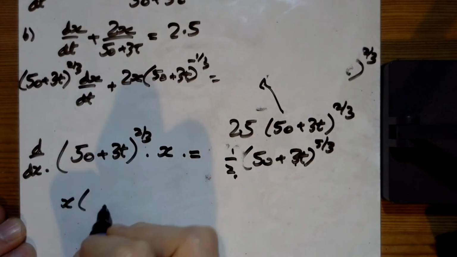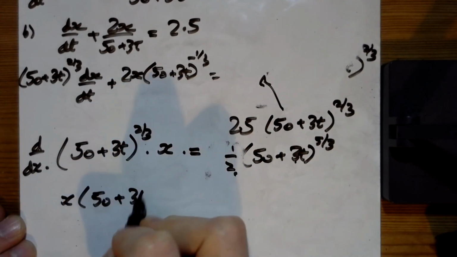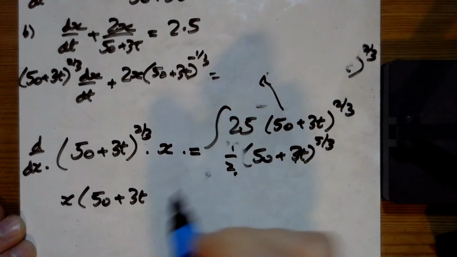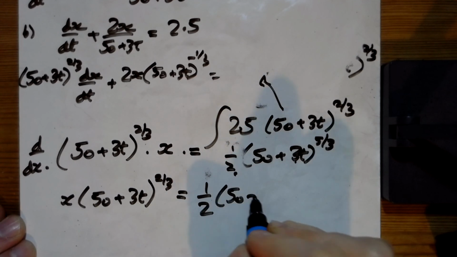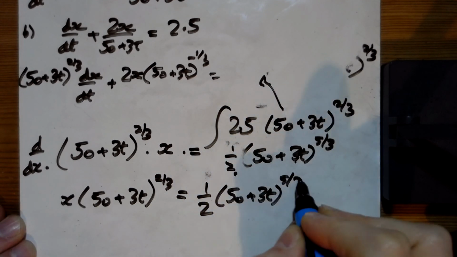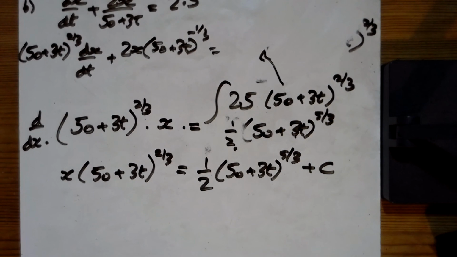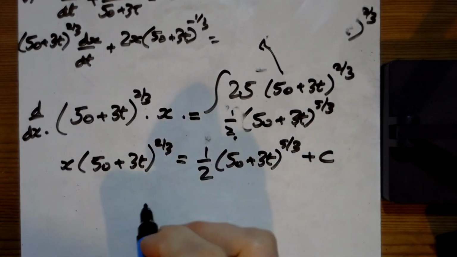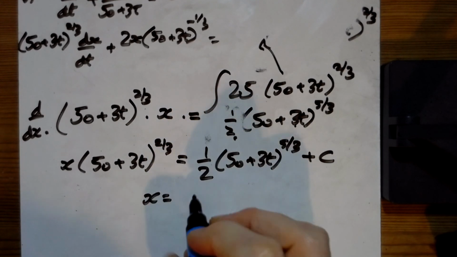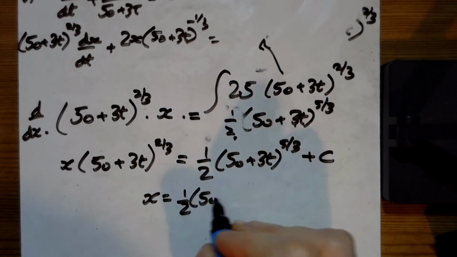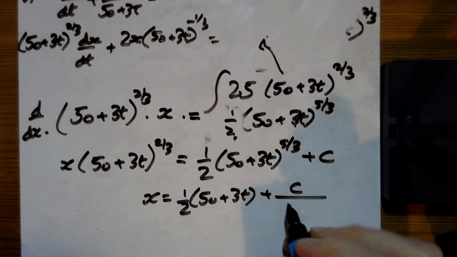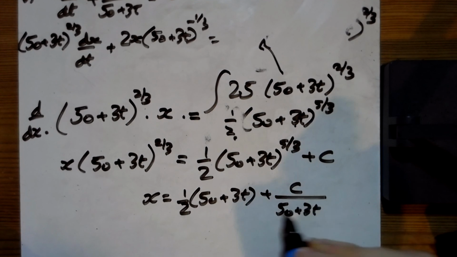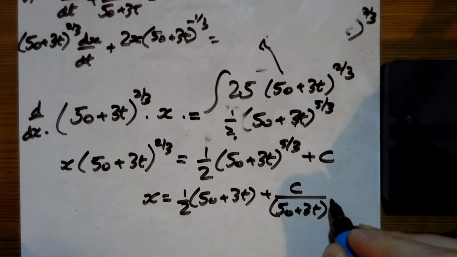Yeah, we're in a right mess here, but I'm not changing it. So equals the integral of that. Right. Plus C. Yeah, things are all over the place, but let's have a think of that. So now let's divide both sides by all of that. So that is going to give us a half 50 plus 3t. That's nice because they've just gone now, plus C over 50 plus 3t to the power of 2/3.